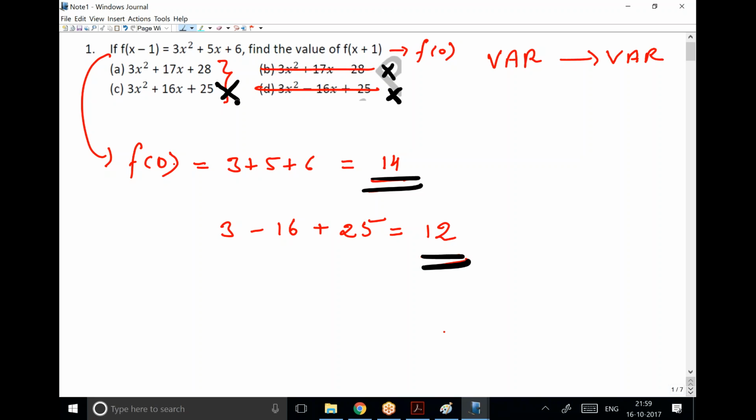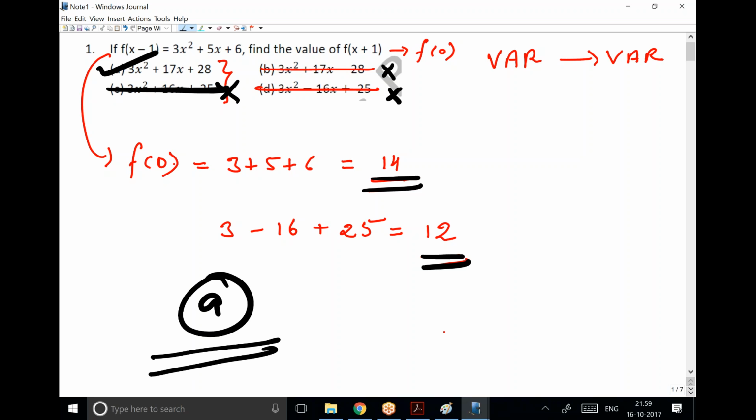Now you should not check for answer option A, because when three answer options are wrong, this has to be the answer. So the right answer for this question is A. You can check it when the examination is over and you have enough time, but here there is no need to check answer option A. It has to be the right answer. So I hope you understood how we will be approaching.